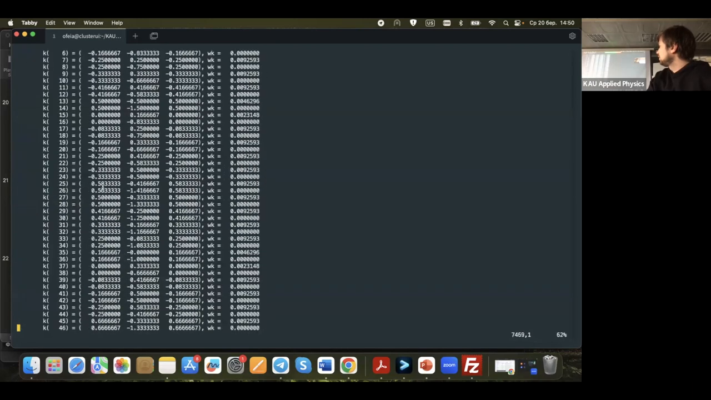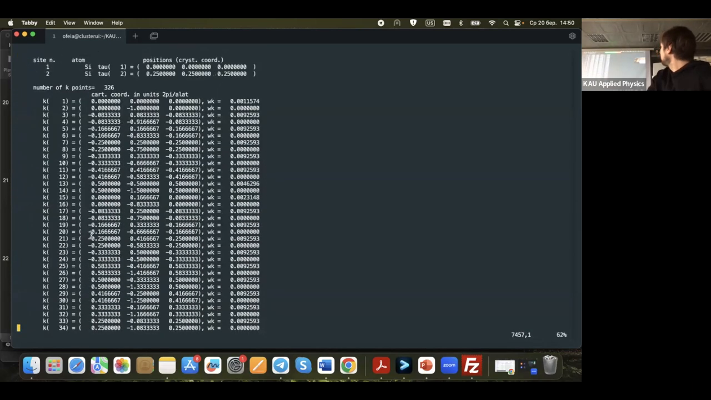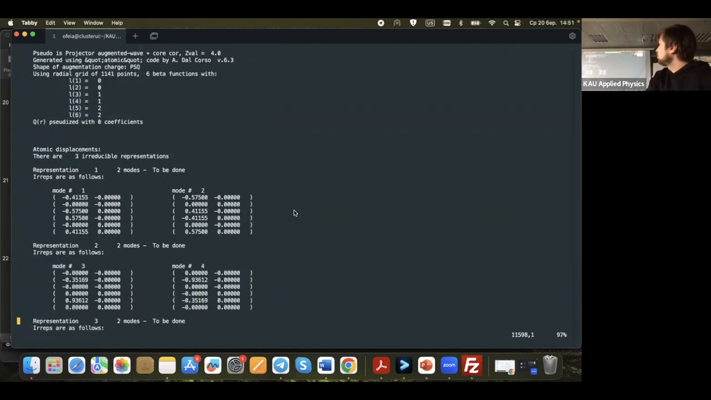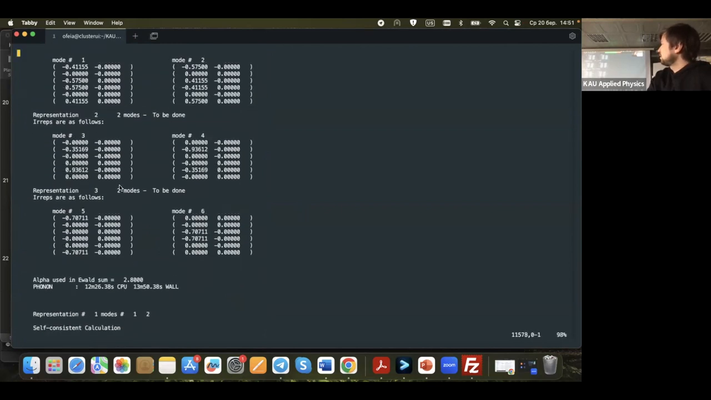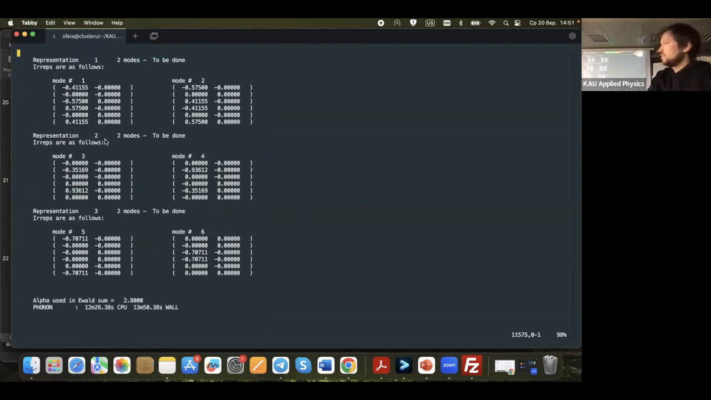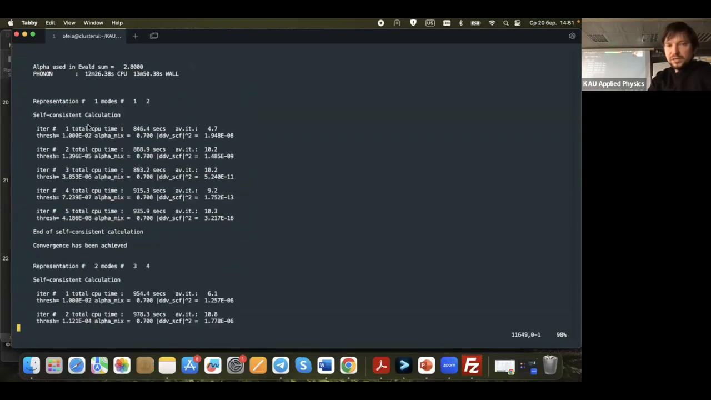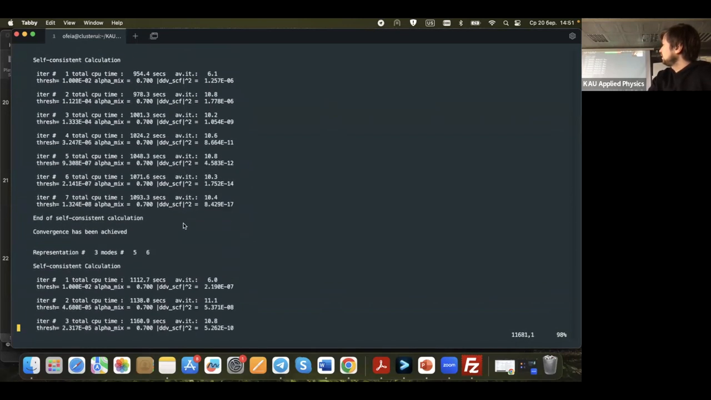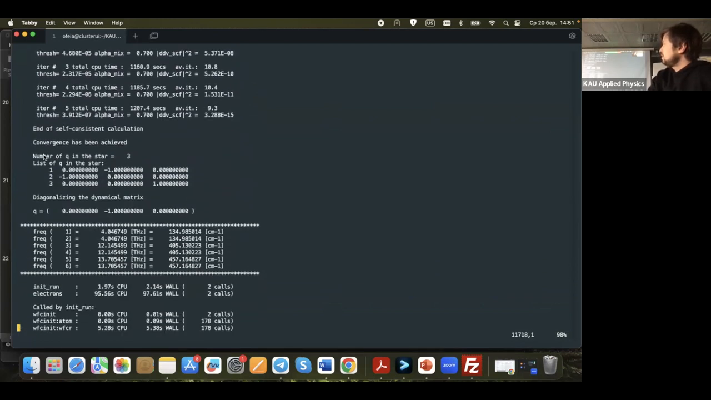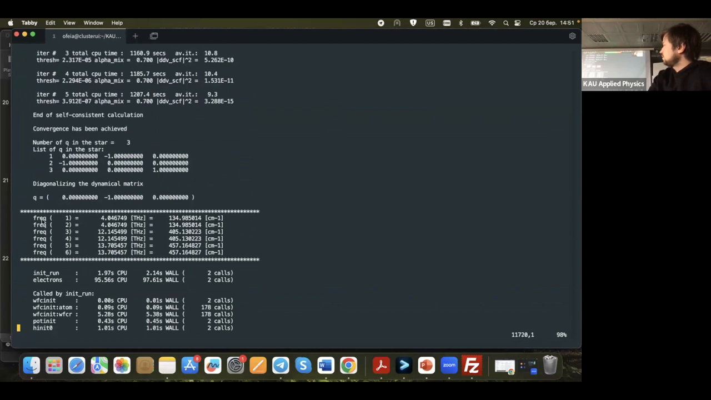Here we have three irreducible representations. It means that for one SCF cycle, it will calculate two modes. For the next SCF cycle, it will create another two modes, and then yet another two modes. So three SCF calculations will be for it. Here is one SCF calculation, then the second and third. And as I predicted, we have three. So this irreducible Q point stands for three normal Q points, and we calculate this frequency.